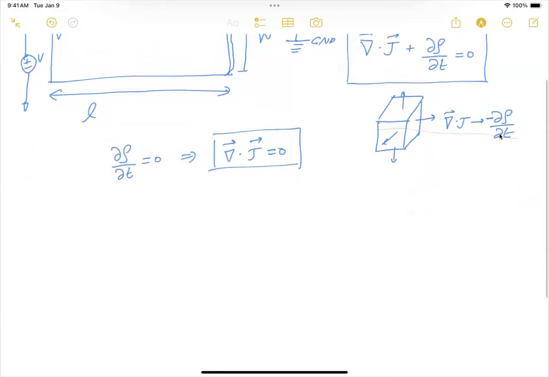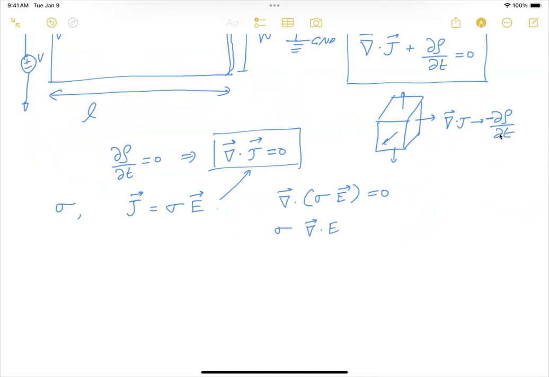We also know that for a material of a uniform conductivity sigma, which is both isotropic and homogeneous, we can write the current density J as being sigma times the electric field inside this metal. And if you substitute this now in the original del dot J expression, you get del dot sigma times E is 0. And because sigma is uniform through the material, it can be taken out of this divergence, and therefore you get sigma times del dot E is 0, which basically implies that del dot E is 0.